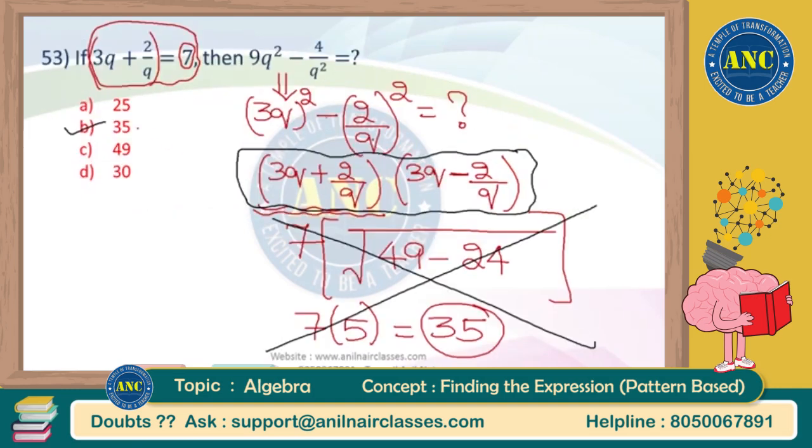If you observe, the first option is 25. 25 is not a multiple of 7, so you can directly rule it out. Directly the first option is ruled out. The fourth option is 30. 30 is not a multiple of 7, ruled out. The answer should be either 35 or 49.